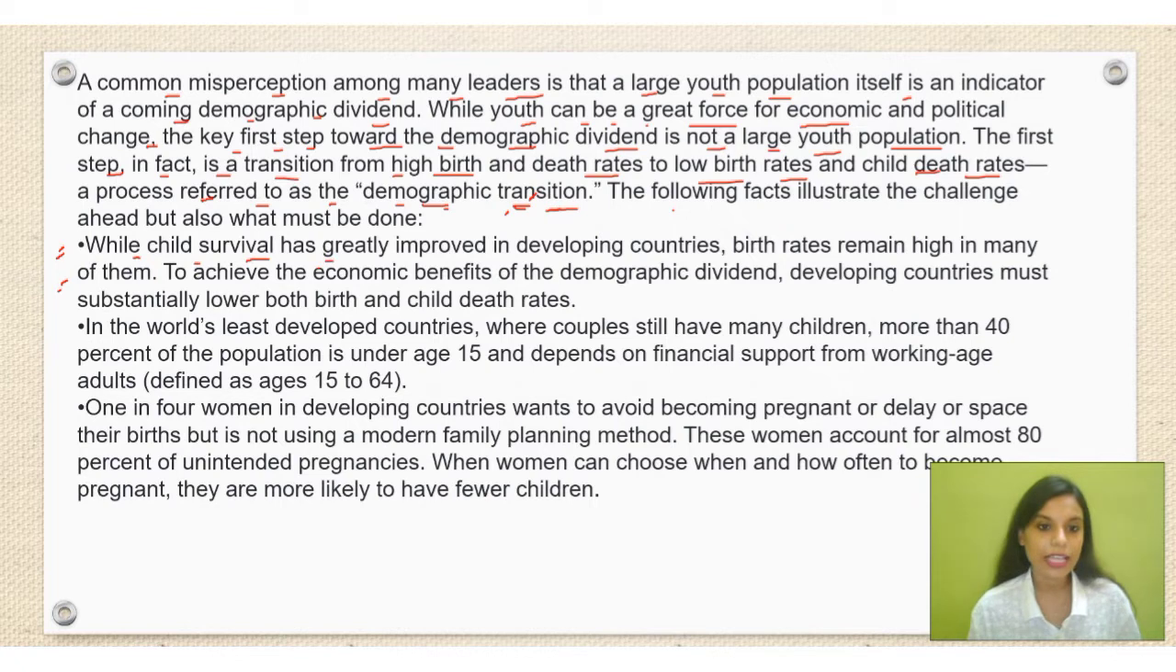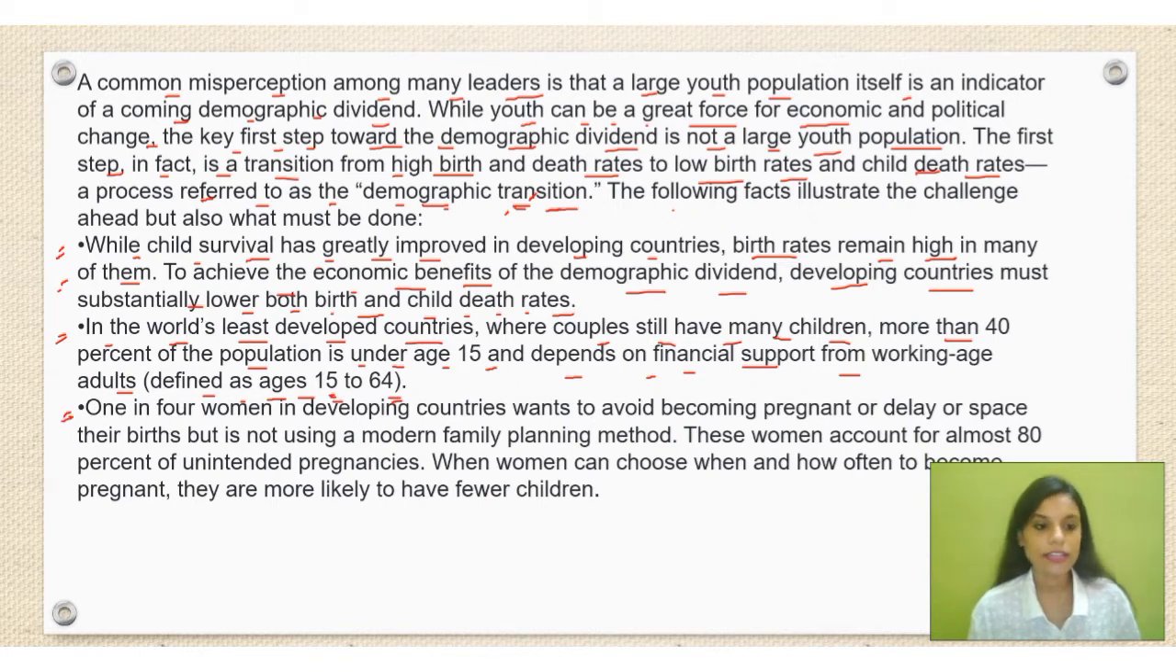While child survival has greatly improved in the developing countries, birth rates remain high in many of them. To achieve the economic benefits of the demographic dividend, developing countries must substantially lower both birth and child death rates. Then another illustration I have given: in the world's least developed countries where couples still have many children, more than 40% of the population is under age 15 and depends on financial support from the working age adults, which has been defined as ages 15 to 64.